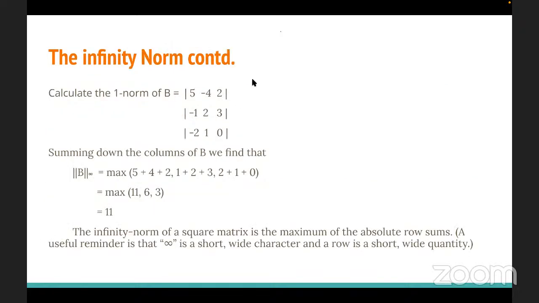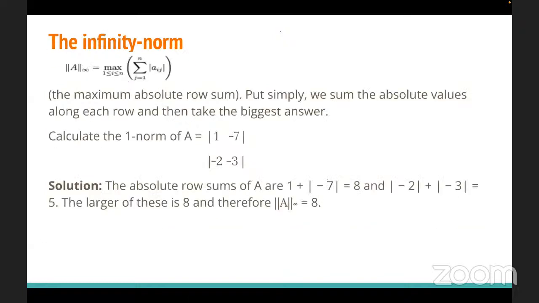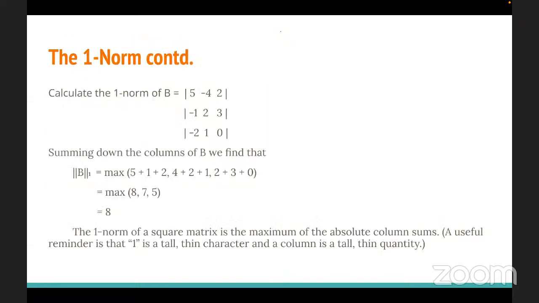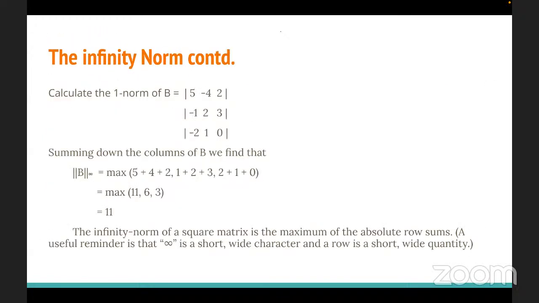Looking at the 3 by 3 matrix, same thing: 5, minus 4 and 2, rather than 5, minus 1 and minus 2. If we do that, the norm of this matrix is 11. Okay, now let's compare the outputs. The first one, the norm was 10, whereas for the infinity method, the norm was 8. For this 3 by 3 matrix, the norm was 8, whereas for this, the norm was 11.